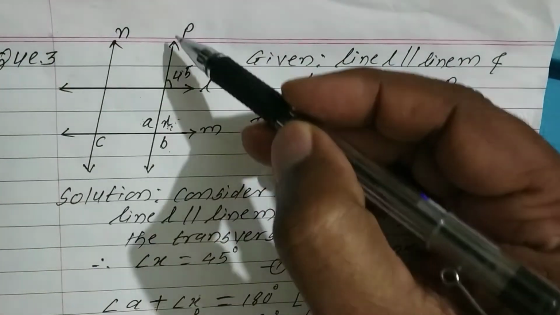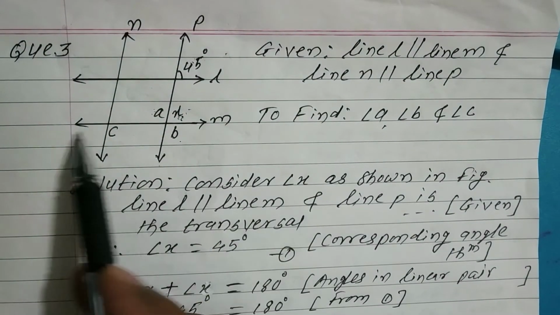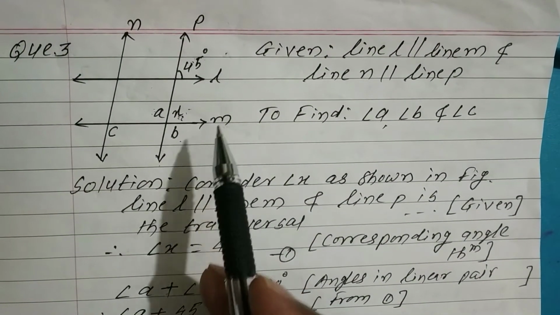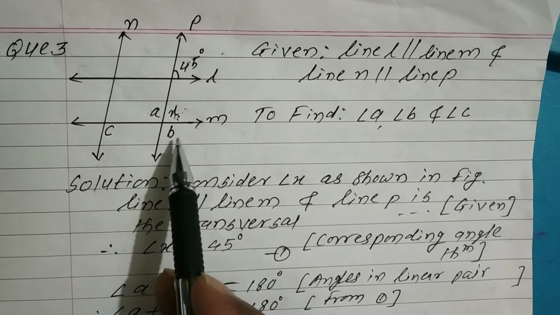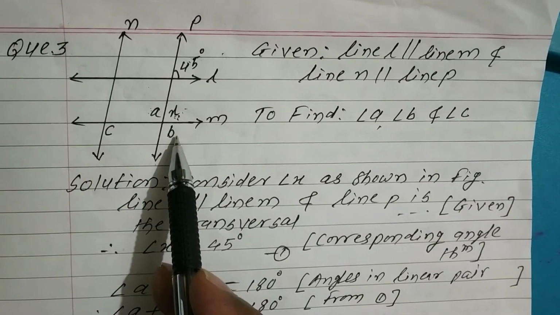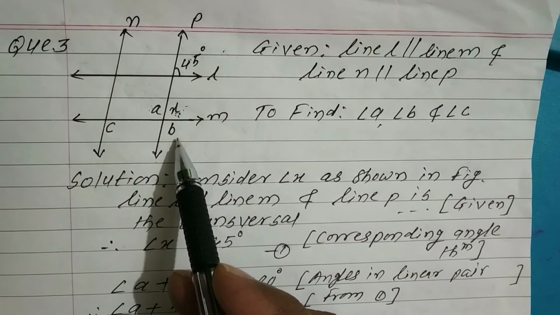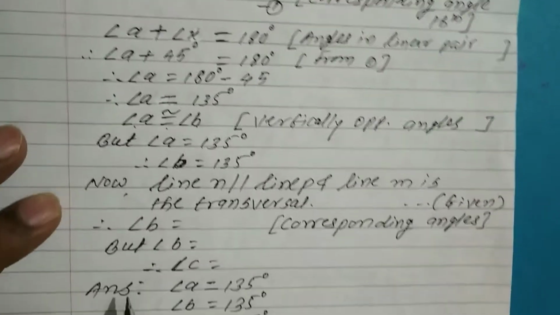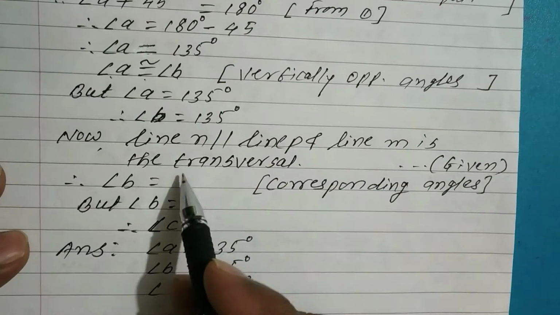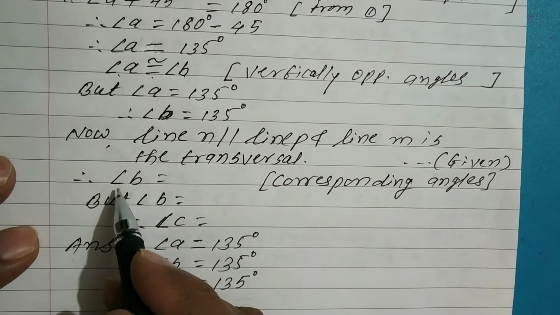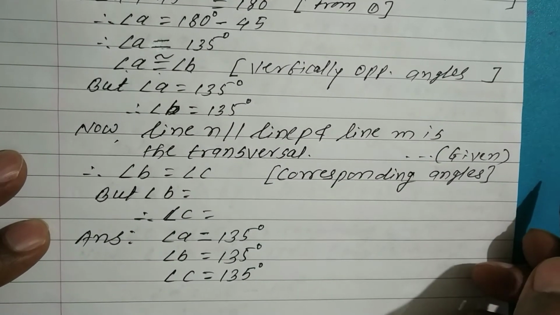Now line N and line P are parallel lines. If you take line M as the transversal, then angle B and angle C are the corresponding angles. Here lines are parallel, so the corresponding angles are congruent or equal. Hence you write in this way, line N parallel to line P and line M is transversal, given. Therefore angle B is equal to angle C, corresponding angle theorem.